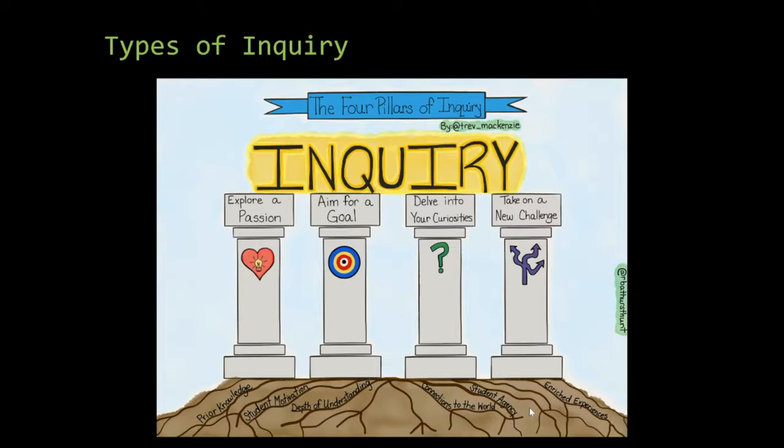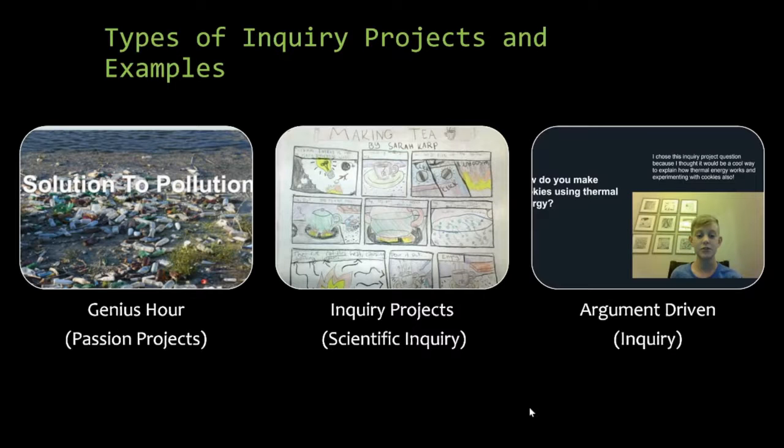So a pillar could be exploring a passion. It could be aiming for a goal. It could be delving into your curiosities or taking on a new challenge. And I try to hit these 4 different pillars of inquiry through different projects throughout the year. Sometimes students are picking their topic. Sometimes students are given a topic, but they have to come up with questions. Sometimes we're just aiming for a goal. So it just depends on what style we're doing. But let's go into some of the projects that we do.